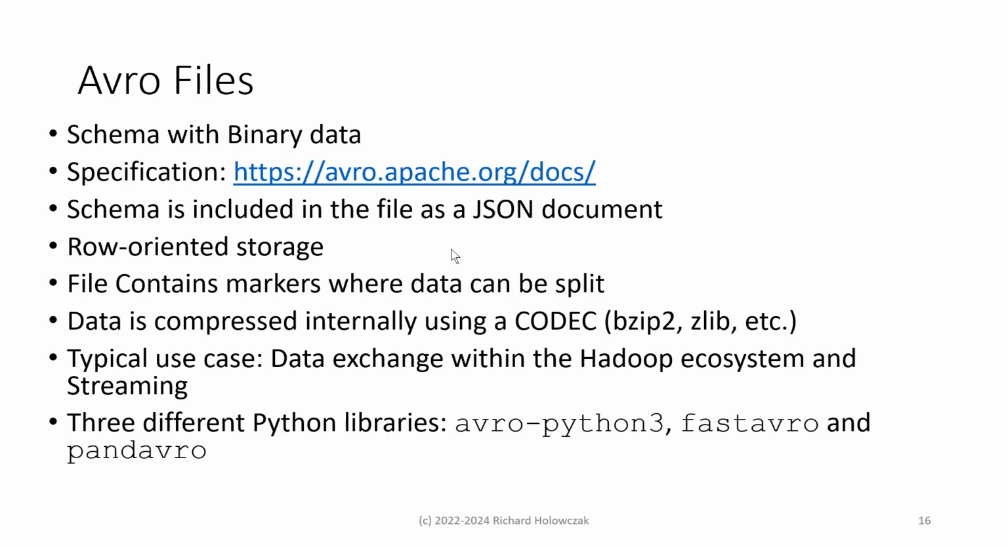Avro files are row-oriented storage, and the file actually contains markers where those rows can be split up. Data is compressed internally using what's called a codec, an encoder-decoder. Typically that codec is either bzip2 or zlib or something like that. So internally within the file, the data is already compressed. The typical use case for Avro files are data exchange in the Hadoop ecosystem and for streaming. So you can imagine a set of streaming messages where the very first thing you get is the schema and the data types as a JSON document, and that's followed by these binary encoded data records or rows.